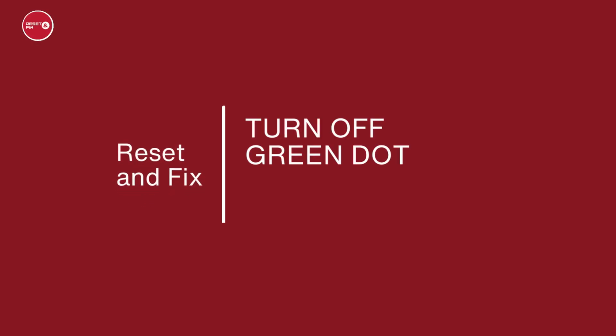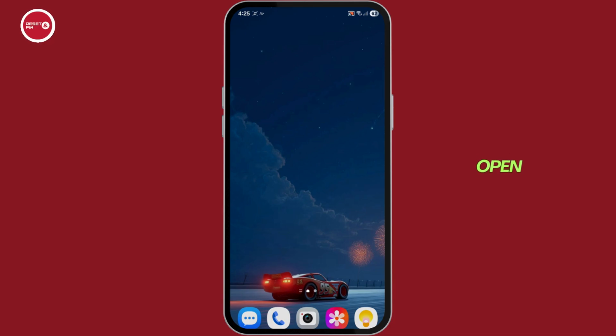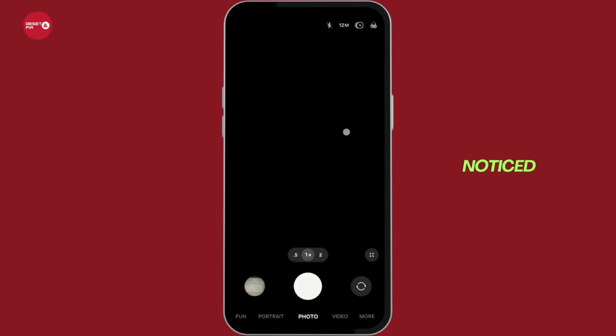Hey guys, in this video I'll show you how to turn off the green dot on your Android device. If you open your camera, you may have noticed a green dot appears right over here at the top. This is the green dot. Look closely at the top right corner right here, and it just disappears when I close the app.